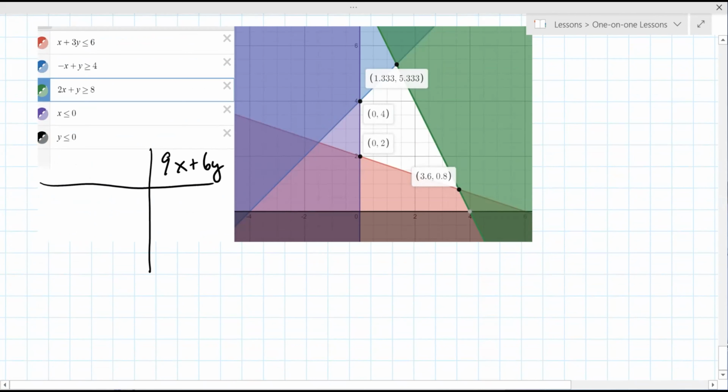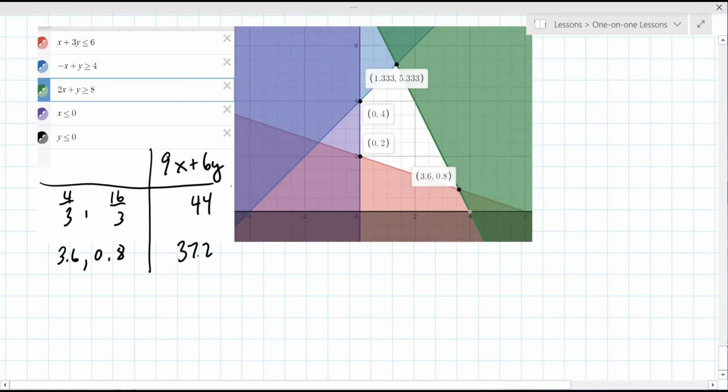So the first point that we might consider is 4/3, comma, 16/3. So 9 times 4/3 is 12, and 6 times 16/3 is 32. So it looks like this is 44. Yeah, 44. And then we've got 3.6, comma, 0.8. It's going to be close, but I think the 44 will beat it. Let's check that. It's 3.6 times 9 plus 0.8 times 6.